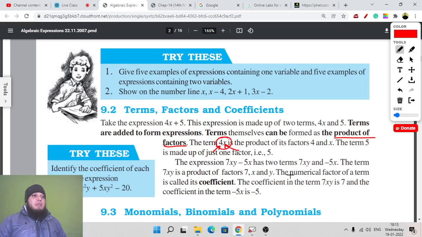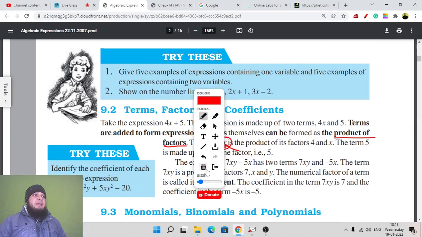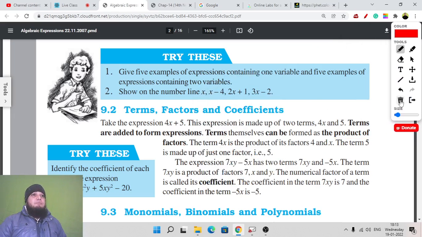Now, if we see this statement, the expression 7xy minus 5x, taking this example again, what is it telling you? It has two terms, that is 7xy and minus 5x.